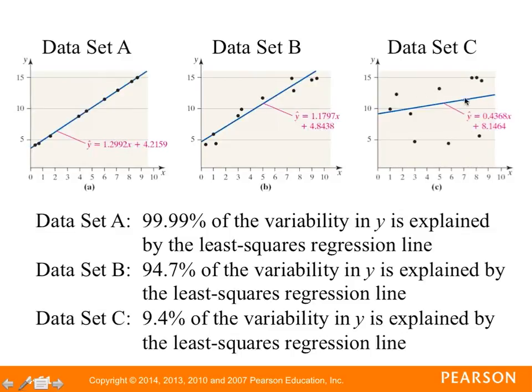And then for data set C, this one does not really look very good. We have values that are quite far from our regression line. So only 9.4% of the variability in y is explained by our least squares regression line there.